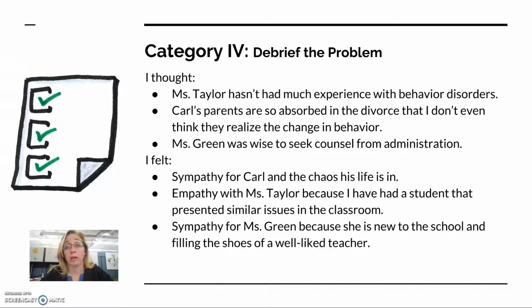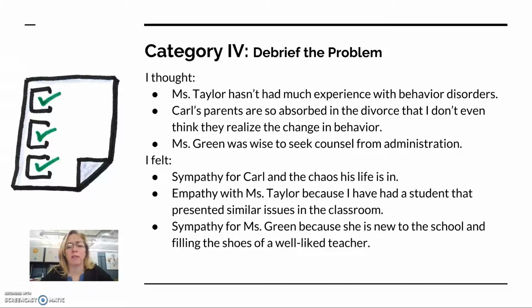I felt like Carl's parents were very absorbed in their divorce, and they probably didn't even realize he had a change in behavior, and certainly when confronted with it, didn't care. And I thought that Ms. Green was very wise in seeking counsel from people in authority above her to give her some strength. So I thought that was wise of her.